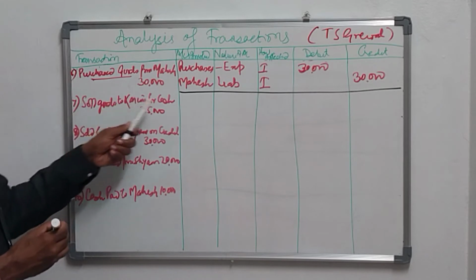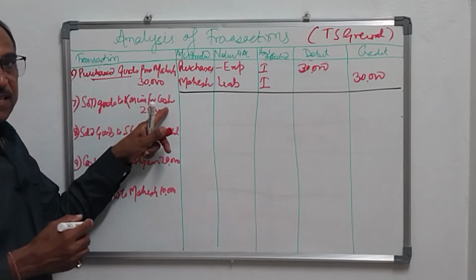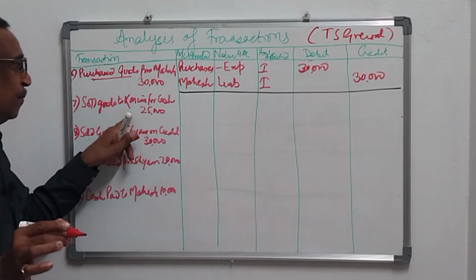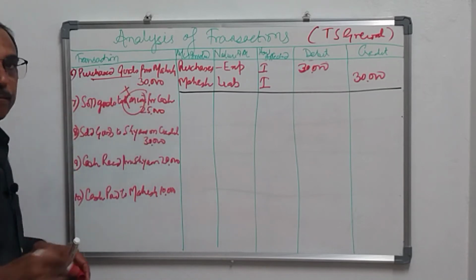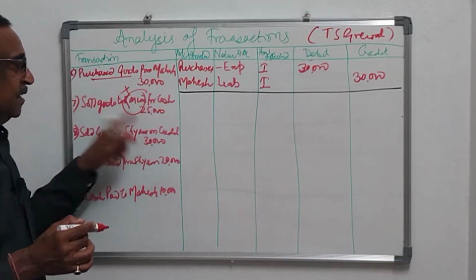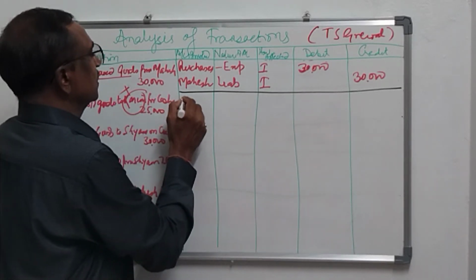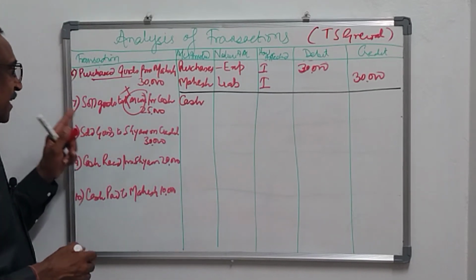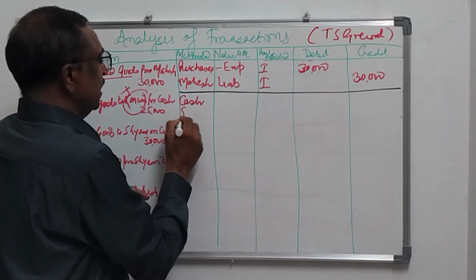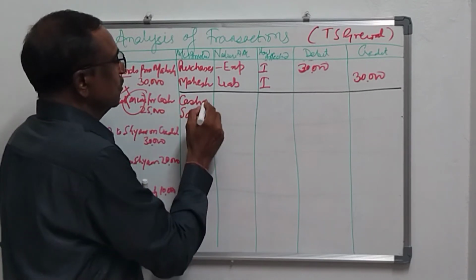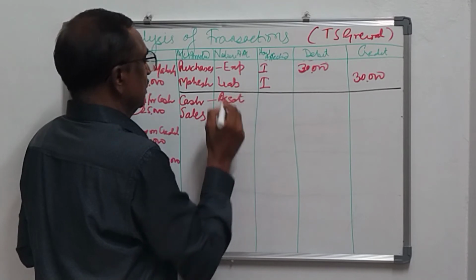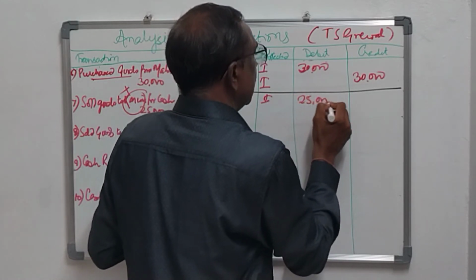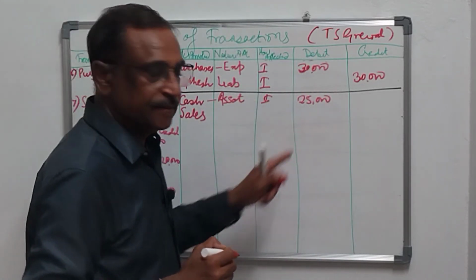Next is sold goods to Kareem for cash. Since it is a cash transaction, you are selling goods, so the name of the person to whom the goods are being sold is not important, so it will not be considered. Sold goods for cash. So you are getting cash, and why you are getting cash? Your business is getting cash because you have sold goods. So sales is taking place. So cash is your asset, and cash is increasing by 25,000, and increase in asset is debited.